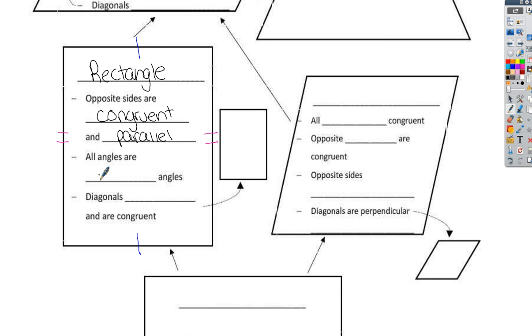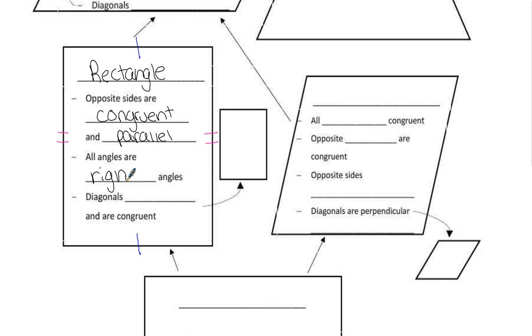Next we have all angles are right angles. So when we have angles, we know they're right angles when they make this little box in the corner. So that's a right angle, that's a right angle, that's a right angle. So all angles are 90 degrees.